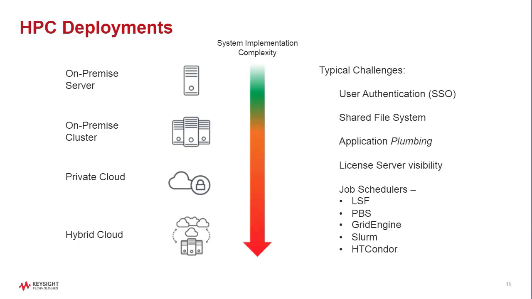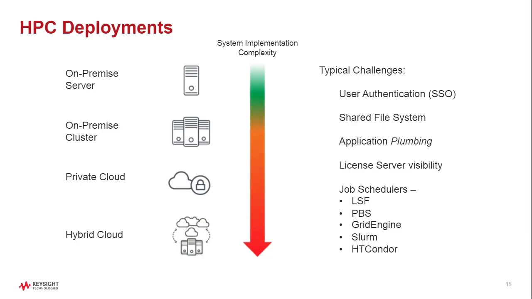If you don't have access to these things today, then it shouldn't be lost on you that the system implementation complexity increases very significantly as we get down towards the bottom. Some of the things that you need to think about are things like user authentication, a shared file system, okay? How the application ADS is plumbed to be able to access the license server and the individual machines, and how it's able to access the job schedulers, and setting up and maintaining the job schedulers. So, it can be quite a daunting task for an organization that doesn't have these set up already to go about setting up for the first time.